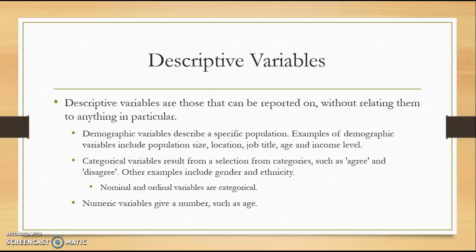Descriptive variables are those that can be reported on without relating them to anything in particular. Demographic variables describe a specific population. Examples of this type of variable include population size, location, job title, age, and income level. Categorical variables result from a selection from categories, such as agree or disagree. Other examples of this would include gender and ethnicity. Nominal and ordinal variables are also categorical. Numeric variables give a number, such as age.